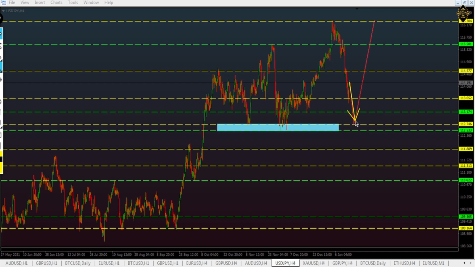Just go to Google and write it. My view is that it's going to fall down till here, till that level. Then from here we will enter buy upward, my friend. Everything is too clear, nothing hard, nothing complicated. So USD Japanese yen this week is only for buy, my friend.